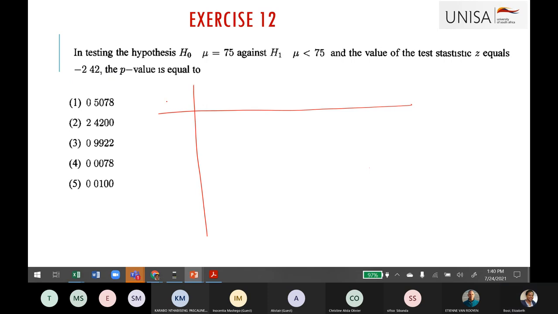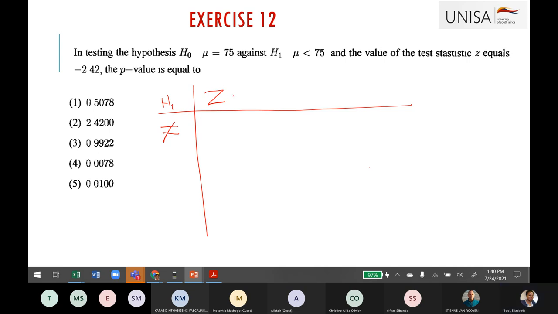For the alternative hypothesis, I'm only going to concentrate on the alternative. If the sign in the alternative is not equal, we need to find the p-value and the z value.